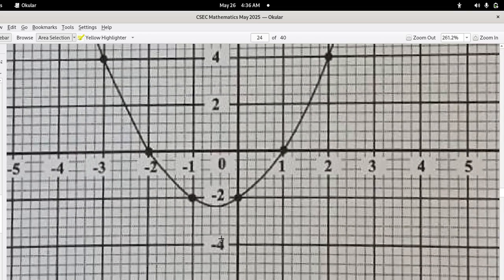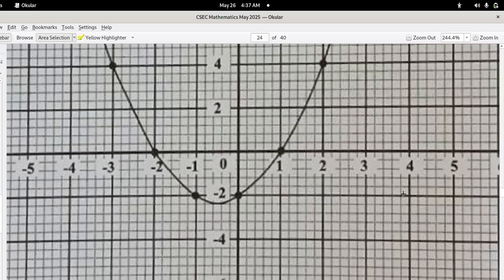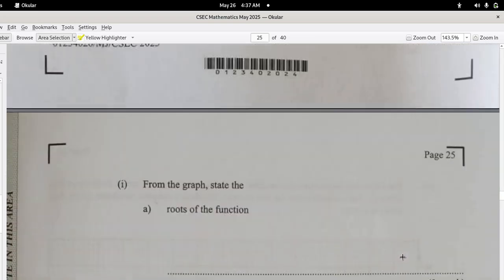So this minimum value is a little below negative 2. What is it? It's negative 2.4. Alright, that's negative 2.4. So the minimum value is negative 2.4.